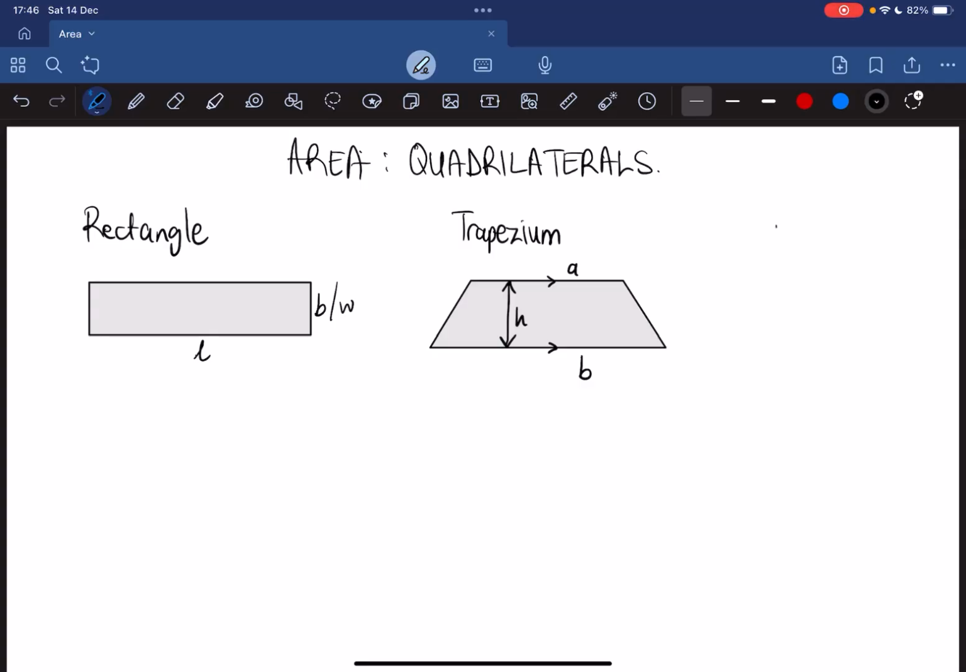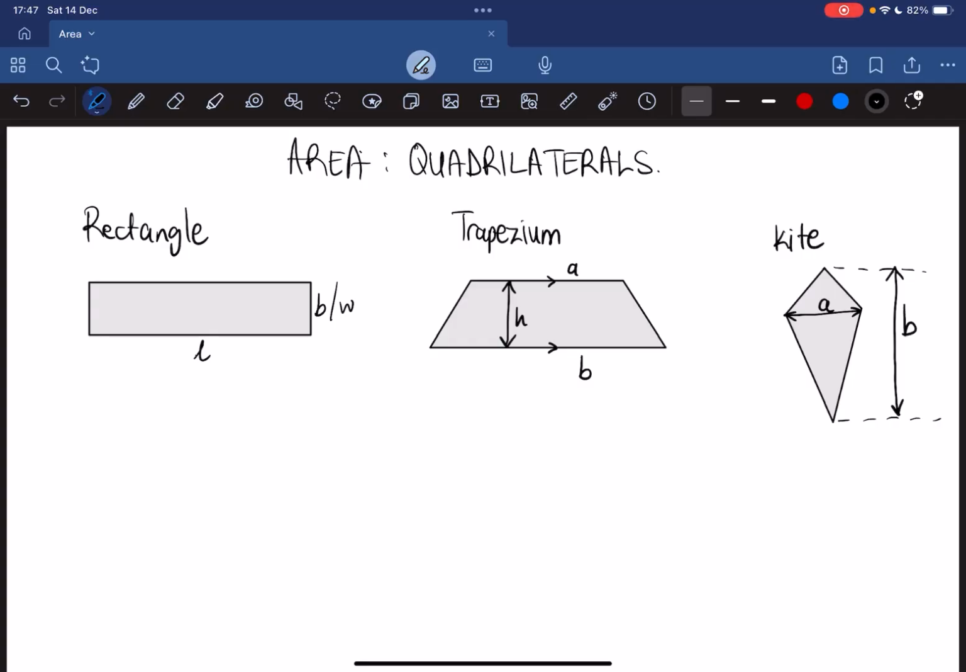And lastly, we're going to look at a kite, where from point A to point B right here, this is known as A. And then we have the height, which is that top part and the bottom part. And this is known as the height, or we'll call it B.